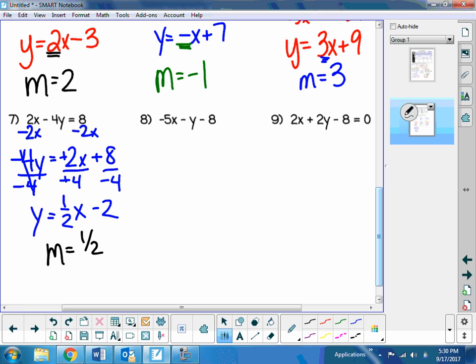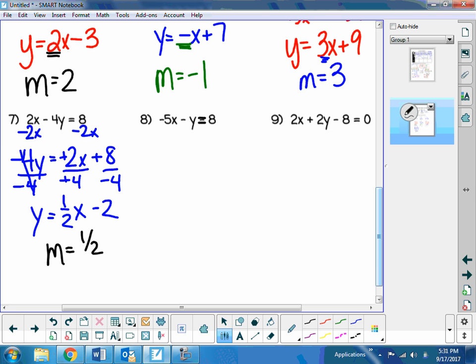Okay, on the next one here, I think I have a typo. This should be negative 5x minus y equals 8. So make sure you make that an equals 8. Try to make that look right. Equals 8. So make sure you fix that.